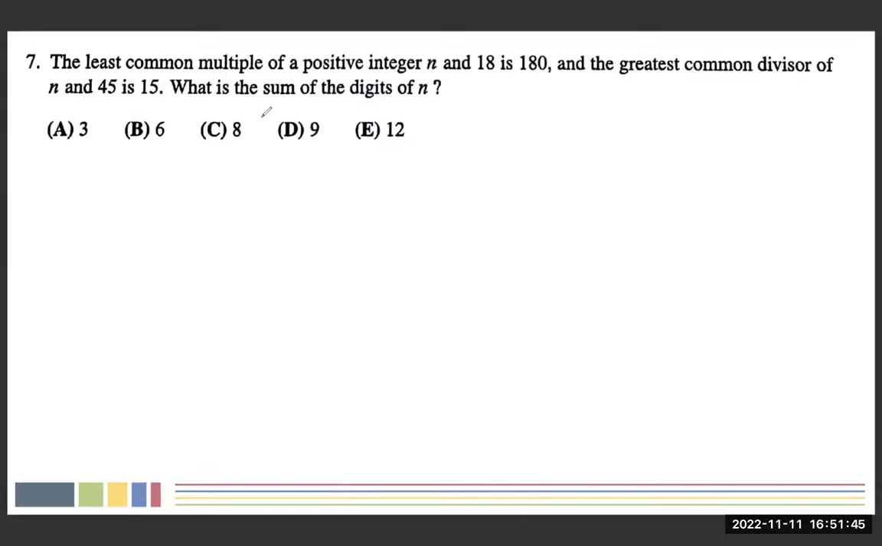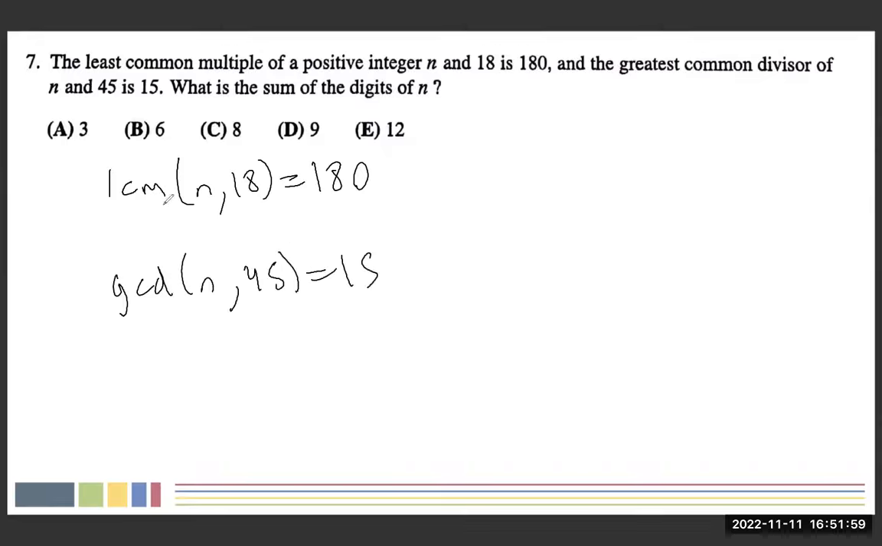Okay, so let's just refresh on what LCM and GCD are again. So LCM is the smallest number that is a multiple of both of these numbers. So 180 is the smallest number such that it is a multiple of 18 and a multiple of n. And 15 is the GCD, which is the reverse. It's the largest number that is a factor of both numbers. So 15 is a factor of 45 and a factor of n.